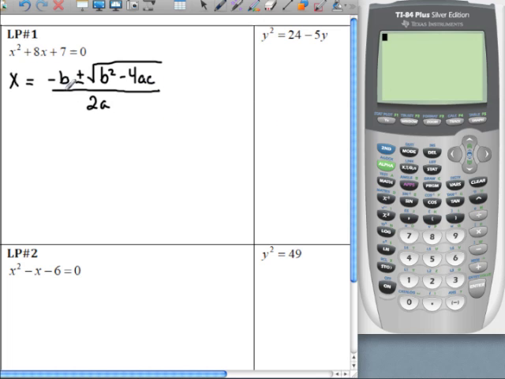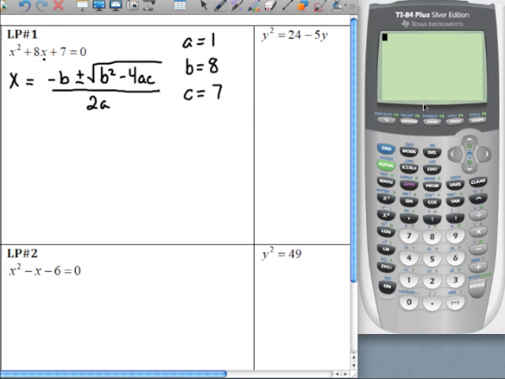The next thing we're going to do is get our a, b, and c values. I'm going to state them right here, and I would highly recommend writing these out when you do your problem. The a is the coefficient in front of the x squared, which is 1. The b is the coefficient in front of the x term, which is 8. And c is the constant, which is 7.